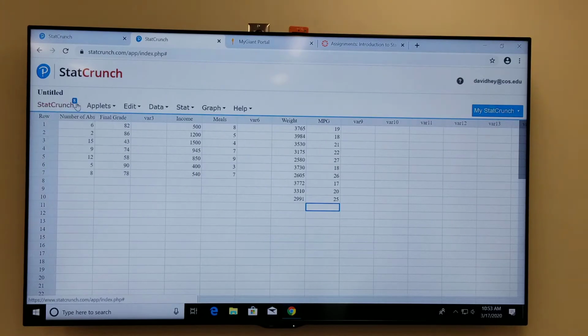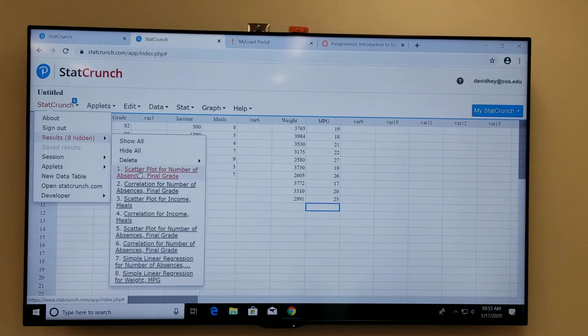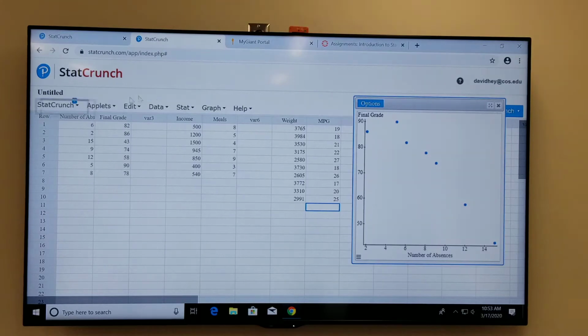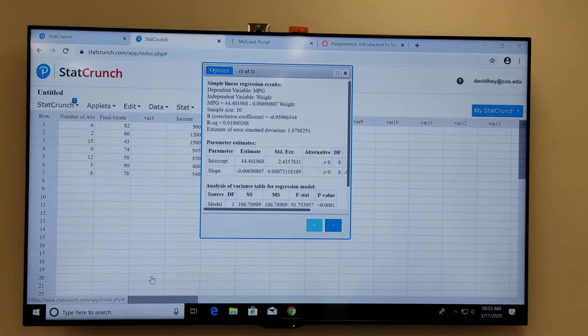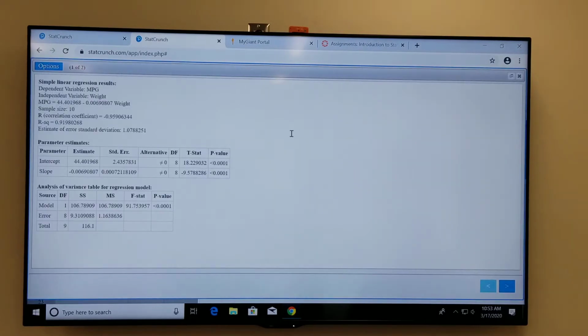Whoops. No, that's not the one I want. There we go. Yep, okay, that's the one I want. Okay. So here we go. We've got our correlation coefficient here. That's pretty strong, right? That's pretty close to -1. So that represents kind of a strong negative correlation between the variables.